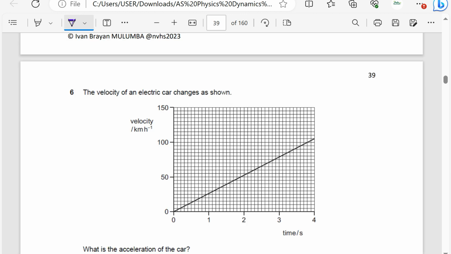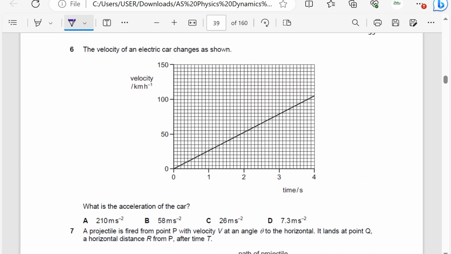The velocity of an electric car changes as shown. What is the acceleration of the car? Of course, acceleration is the gradient. So acceleration is equal to (V minus U) over T.